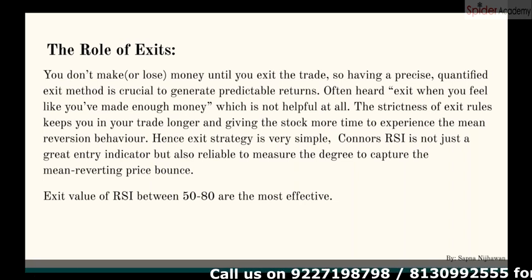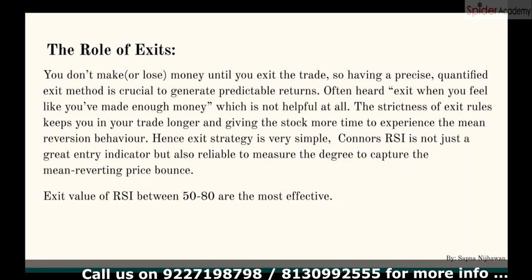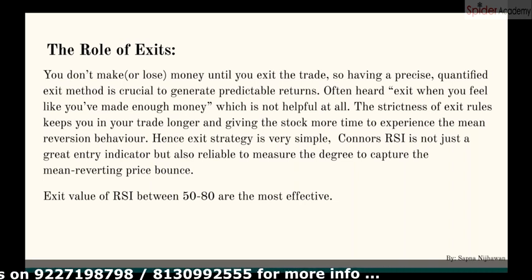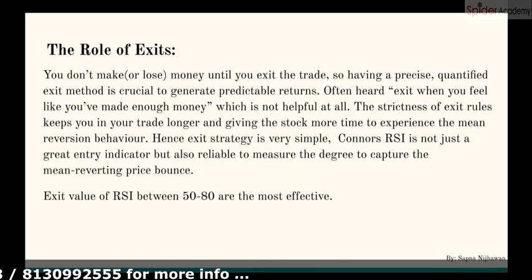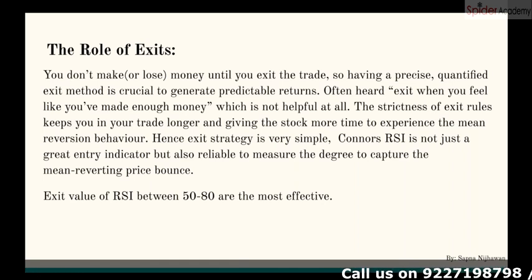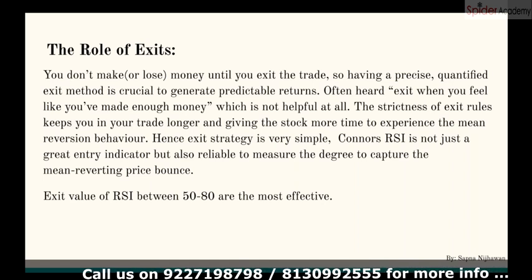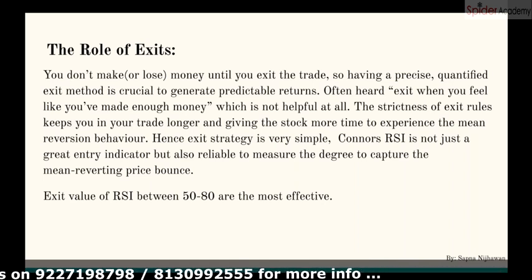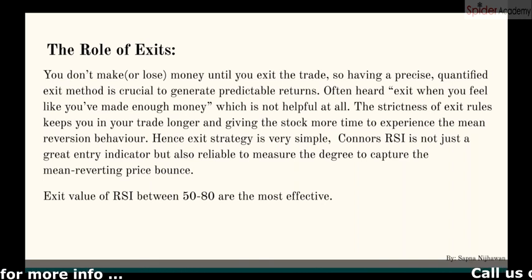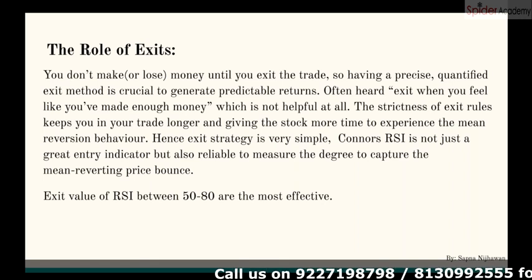Connors RSI, which is a two-period RSI, is not just a great indicator but also reliable to measure the degree to capture the mean reverting price bounce. Mean reverting is, after it goes above 90, it reverts. And you can also add an indicator of momentum, which shows a very good mean reversion. Exit values of RSI between 50 to 80 are the most effective.